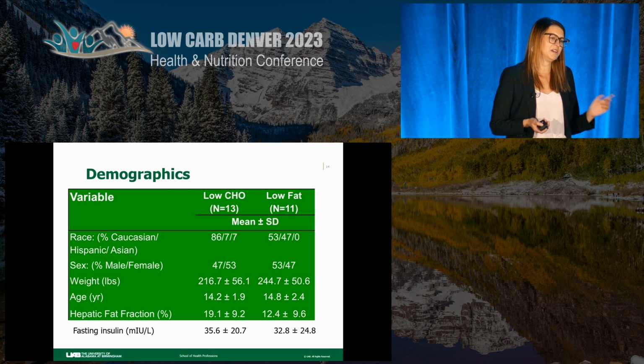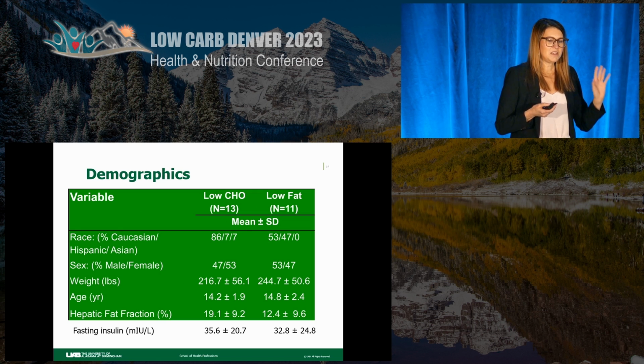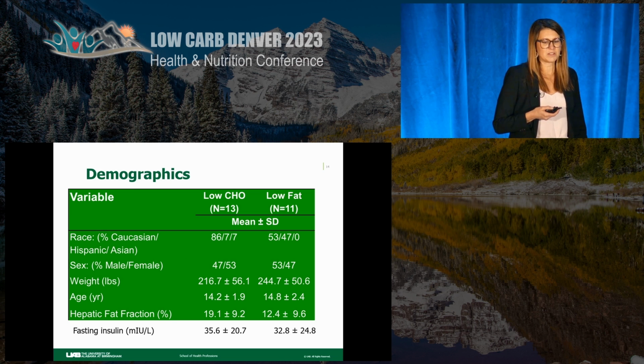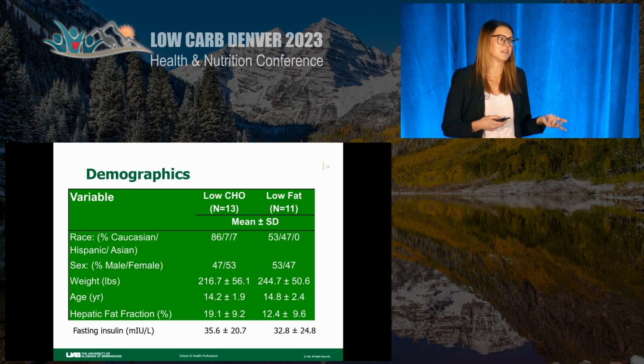So here are the demographic data of the kids that we recruited for this study. And what you can see here is that we had primarily Caucasian American kids that enrolled in the study, a good balance between male and female participants. Their age was on average around 14, 15 years old, and all of them had fatty liver disease above that 5% threshold. And then I added on fasting insulin because I thought I might get some questions about what was their insulin resistance, what was their insulin at baseline. And they did have high fasting insulin.